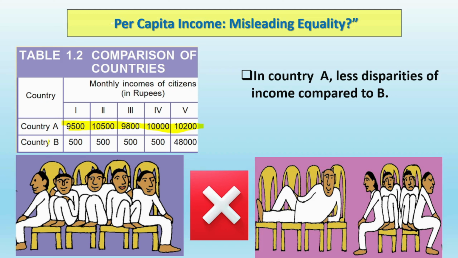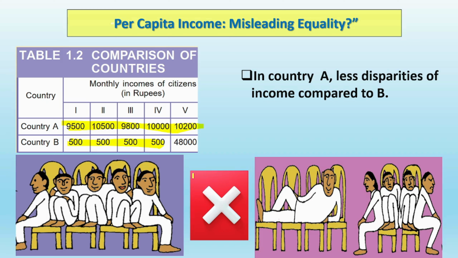But in country B, 4 people have almost 500 rupees of monthly income, but only one person has 48,000 rupees of monthly income. It means there is a lot of disparity, a lot of injustice happening in country B. But in country A, all the people have almost equal monthly income. So compared to country B, country A has equality. Why? Because in country B, one person has a lot of wealth, but the remaining people have very little. So I can say country B is very unequal compared to country A.